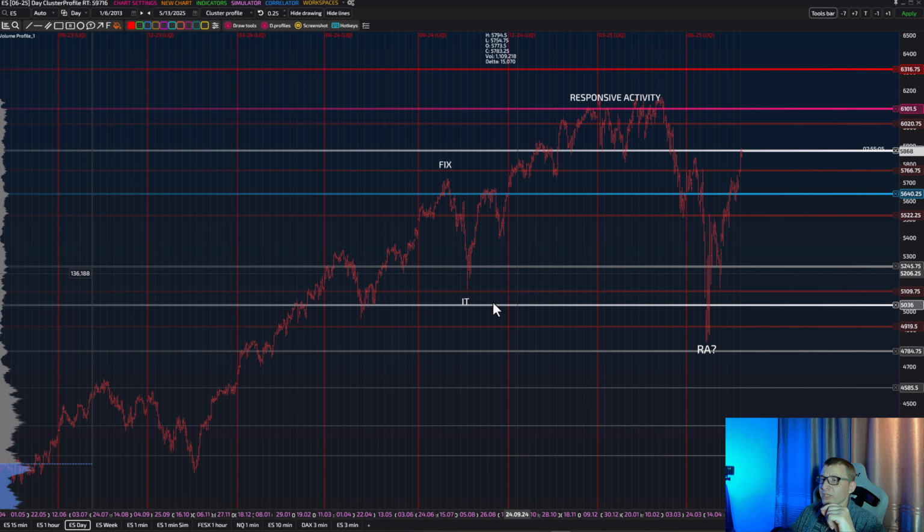The first segment of this balance was a fix and an inertial trade. Then this was the first segment. The second segment is the seller's responsive activity and the buyer's responsive activity. Here we have an activation of an institutional buyer.